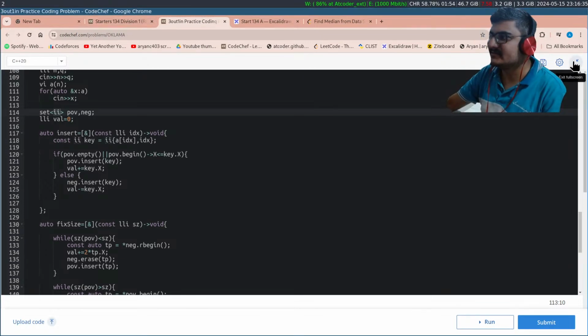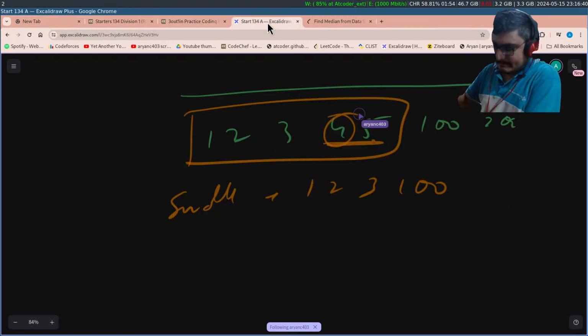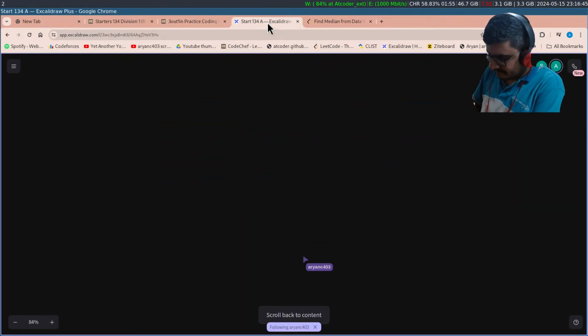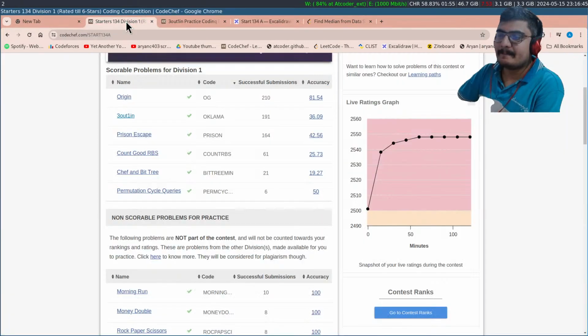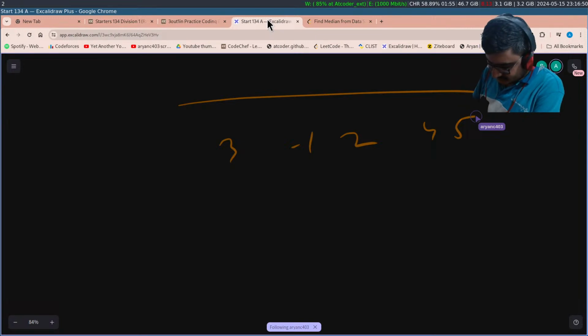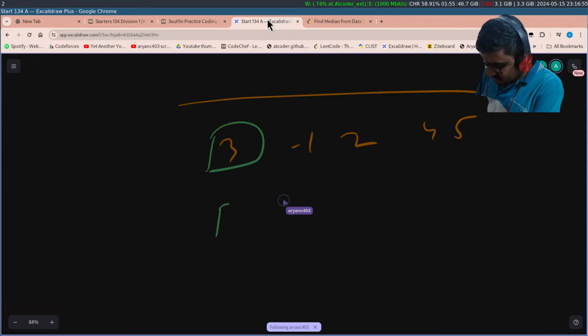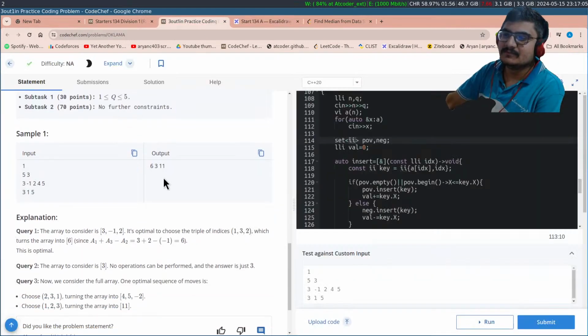Okay, one example test case. Let's take the sample as well. The sample is 3, -1, 2, 4, 5. For the first test case, we only have one value. So the smaller set would be empty and the larger set would be 3. If we look at the sum of elements in the larger set subtracted from the smaller set, the value is 3 here. So the answer is 3 for this case.